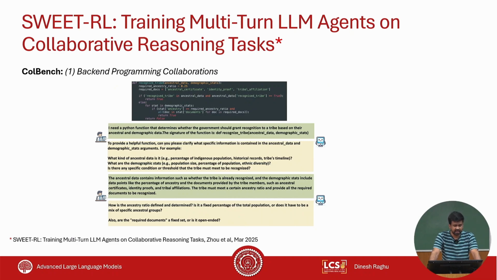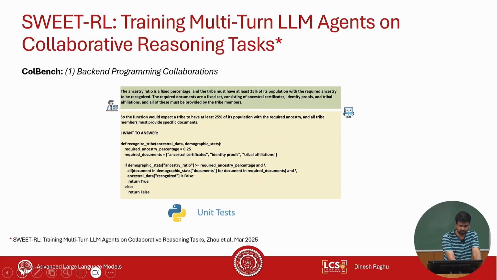So it will ask this, and now to answer this, the user agent will have access to the code. So it will look at the code base and it will answer back, right? So this back and forth will keep going until the model says, I want to answer, and gives the Python code, right? So now you have access to the unit test. You can execute the Python code and say whether this succeeded or did not succeed, right? So with 10K tasks, they were able to generate 15K trajectories. Some of them would be positive, some of them would be negative, right?